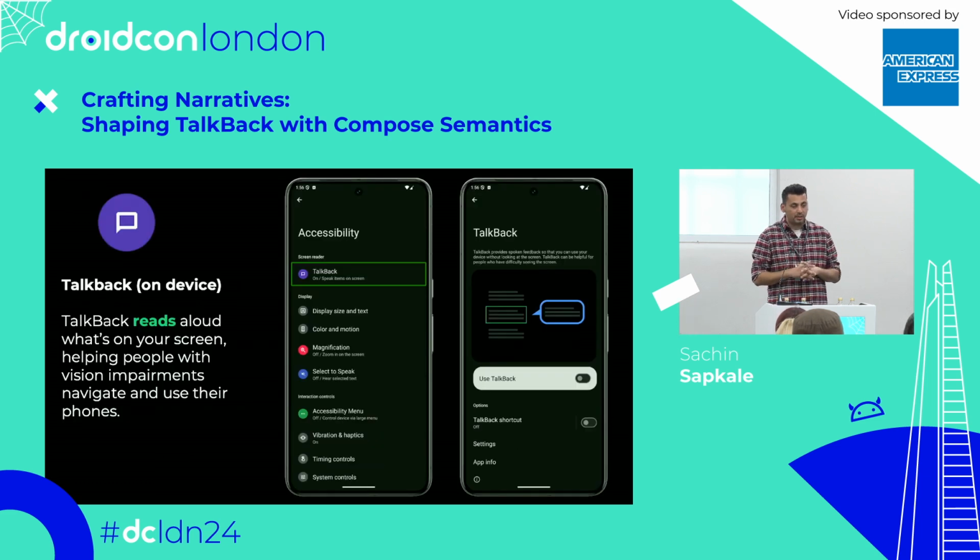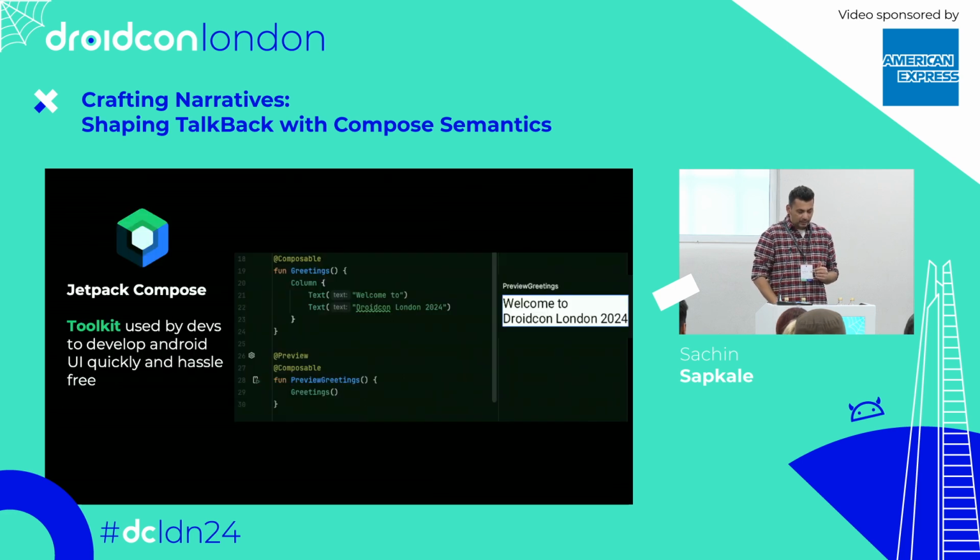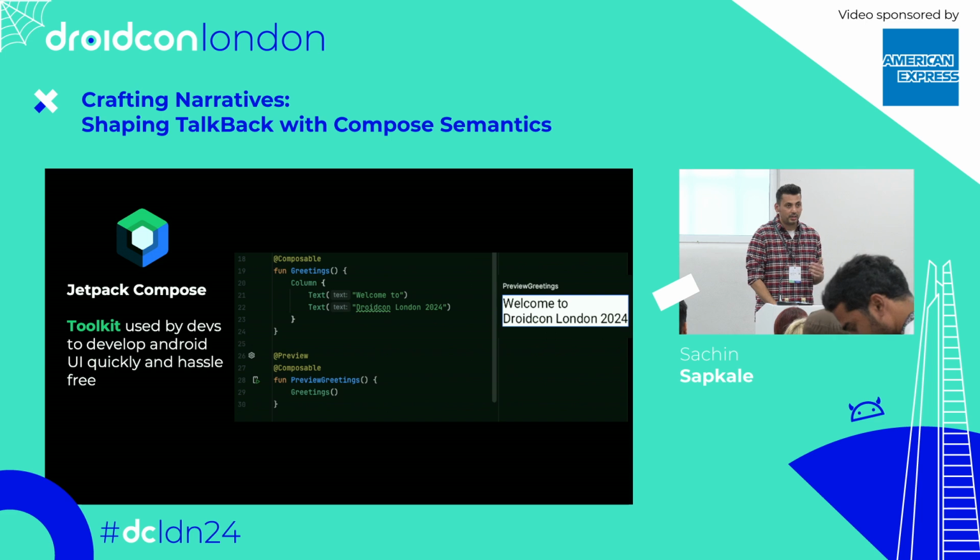Simple basics. TalkBack is a screen reader which helps people with vision impairment to read the UI components on their phone and navigate on the device. A lot of people might know Jetpack Compose is a modern toolkit used by Android developers to develop native UI. This is how you write a composable screen and preview it.